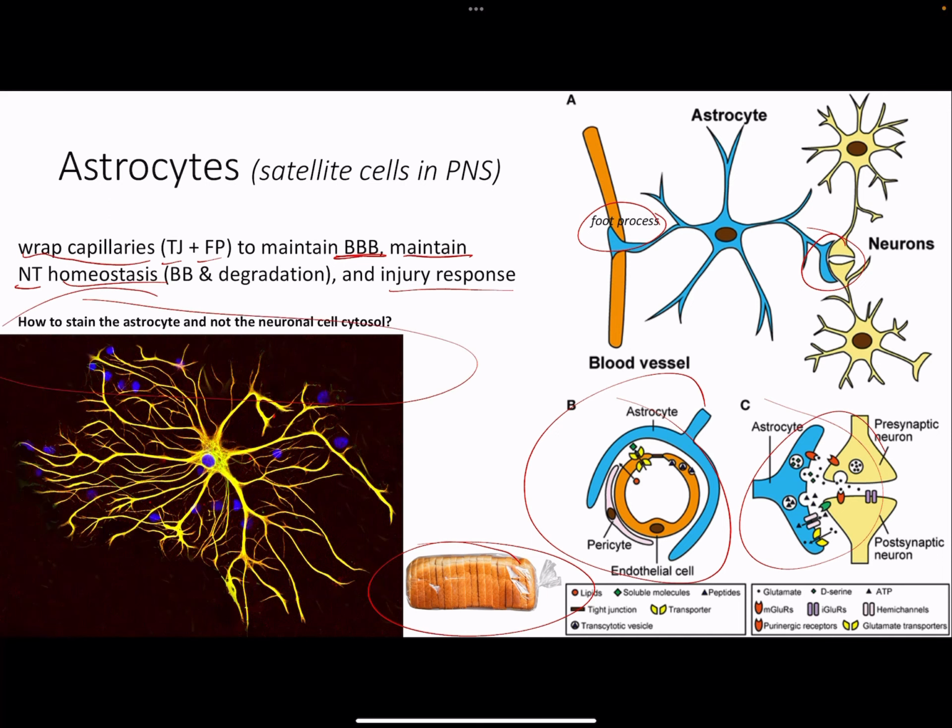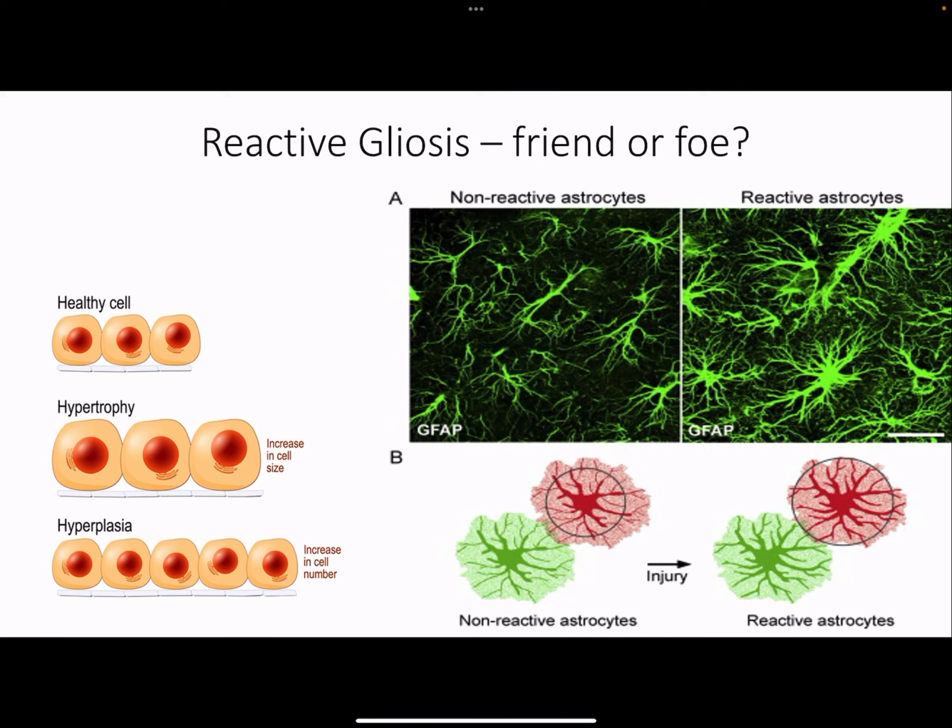How can we stain an astrocyte and not the rest of the cells? It's because astrocytes have GFAP, glial fibrillary acidic protein. It's only in glial cells. So point 1, you should know that GFAP is in astrocytes.